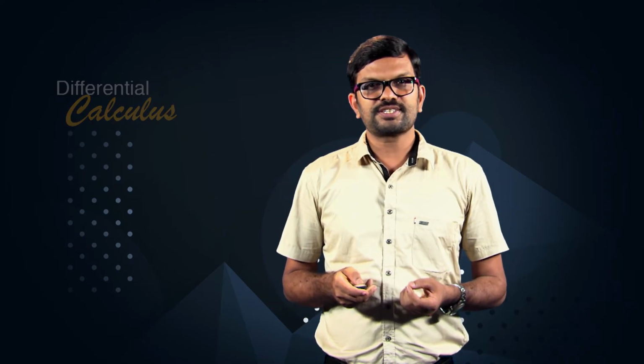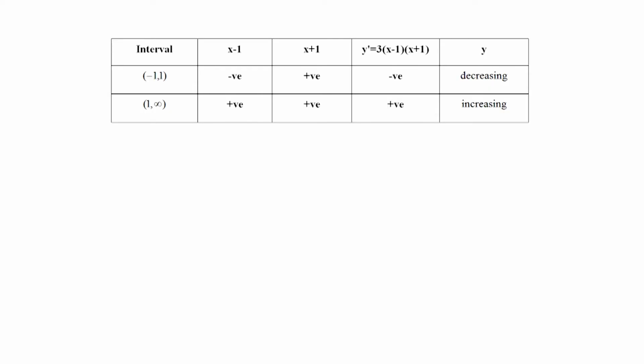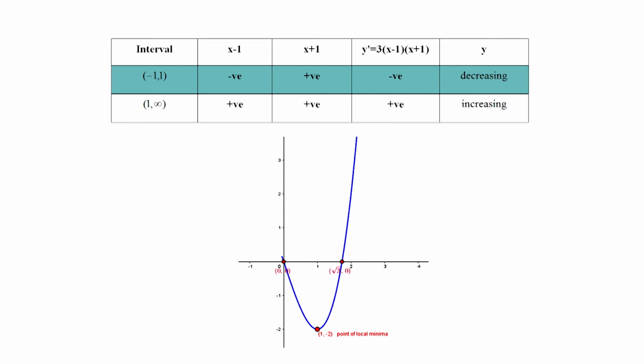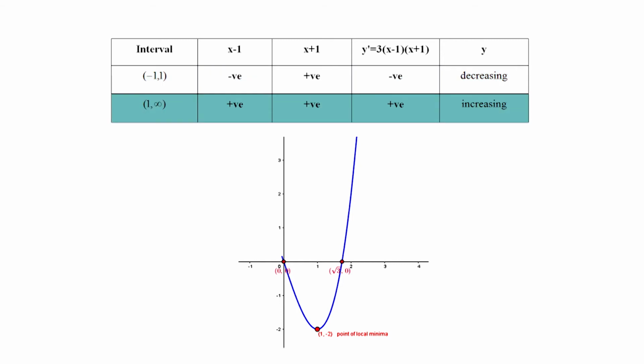We shall now analyze the rise and fall of the curves in the interval minus 1 to 1 and 1 to infinity. In the interval minus 1 to 1, x minus 1 is negative, x plus 1 is positive. Hence, y dash is equal to 3 times x minus 1 into x plus 1 is negative, and hence y is decreasing. In the interval 1 to infinity, x minus 1 is positive, x plus 1 is positive, so that y dash is equal to 3 times x minus 1 into x plus 1 is positive, and hence y is increasing.